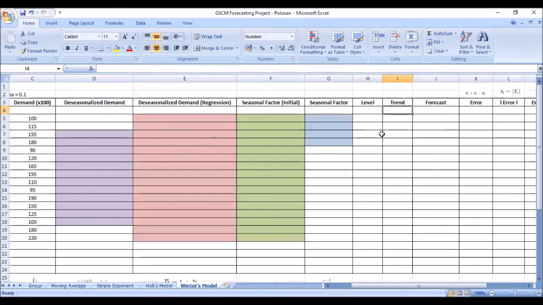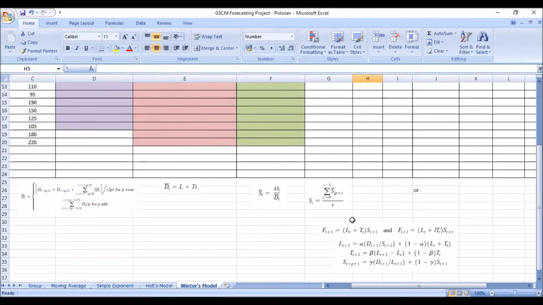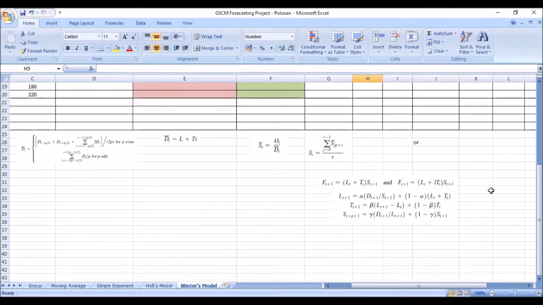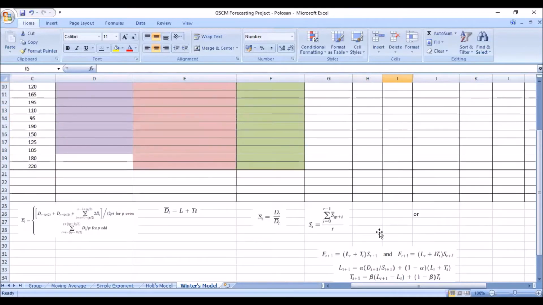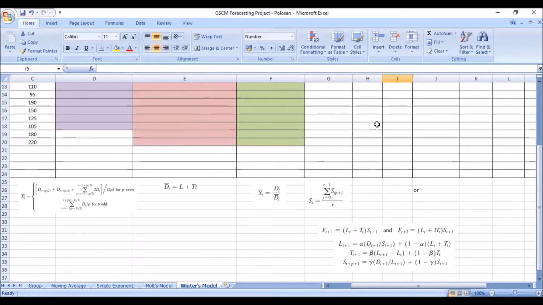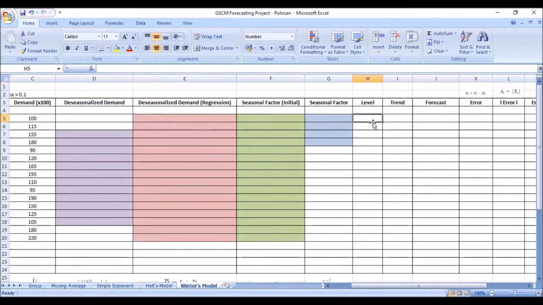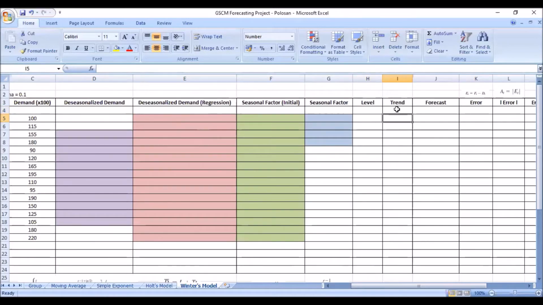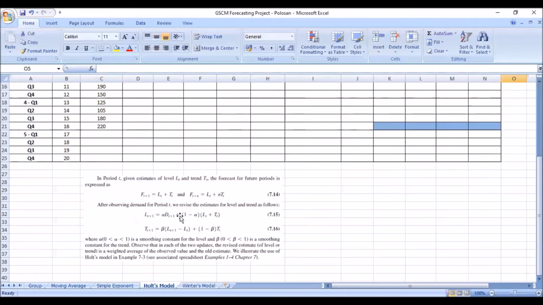For this case, we use the previous level and trend in order to find the first level. Usually we can just find the first four levels first, because if you try to find it until the end, we get a division error message. After we have found the level, we find the trend, which is beta multiplied by the level of the corresponding period minus the previous level, plus 1 minus beta multiplied by the previous trend, or the initial trend in this case. After we've found the trend of that period, we can just drag it down.